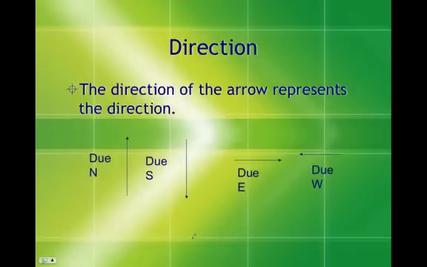Direction. The direction of the arrow represents the direction. So for instance, here we have due north. We have an arrow here that's due south, due east, and due west. Okay, those are the pretty easy ones. We'll be working with the standard compass rose, the north, east, south, and west compass rose, and this is kind of how we orientate ourselves around that.